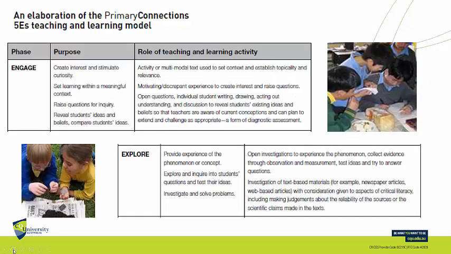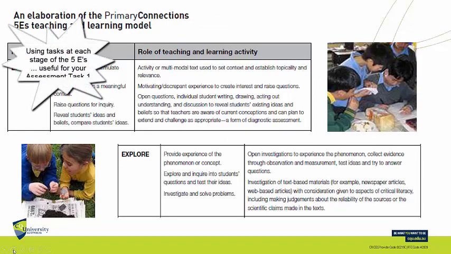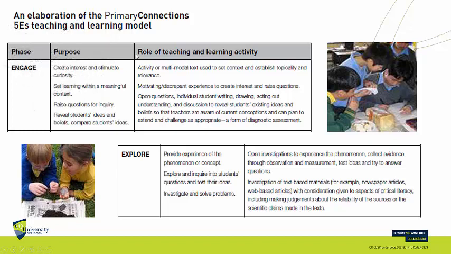So the elaborations of the Primary Connections 5 E's model. Now we can see that it's engage, explore, and so on. Okay, the 5 E's. And the elaborations document is linked from the Moodle page. As you can see, the purpose of engage is very much just like the POE model: to create interest, to stimulate curiosity, set learning within a context, to raise questions for inquiry, and to reveal students' ideas and beliefs, compare students' ideas. So in some ways the 8 stages of the POE have been collapsed into the 5 stages of the 5 E's.